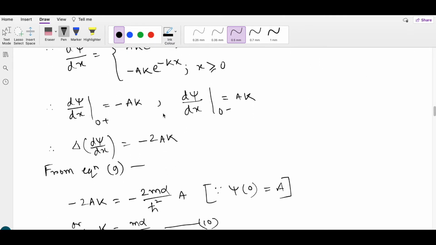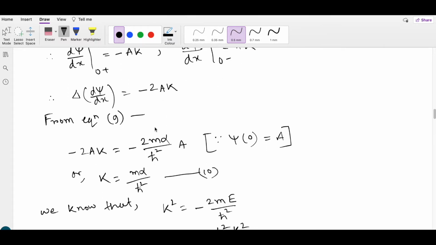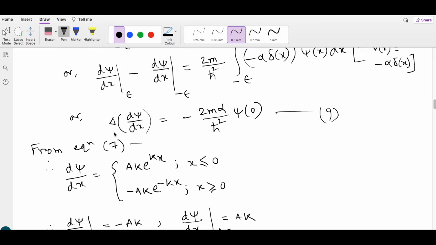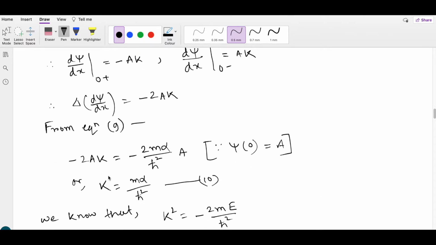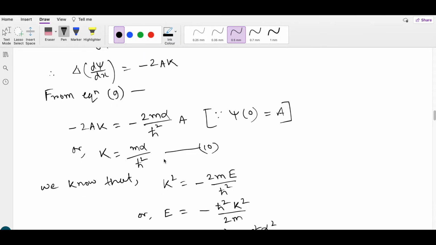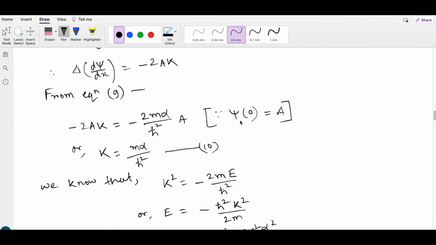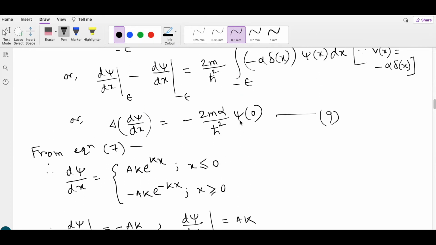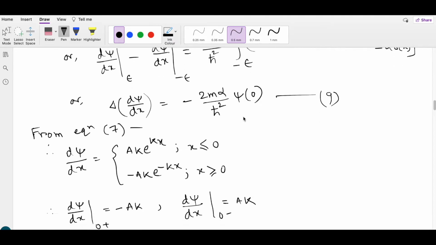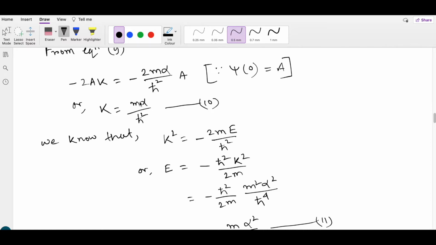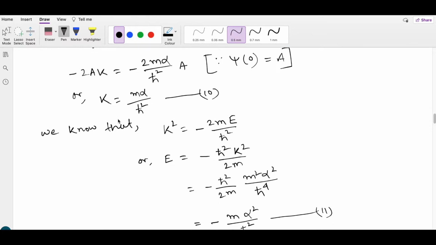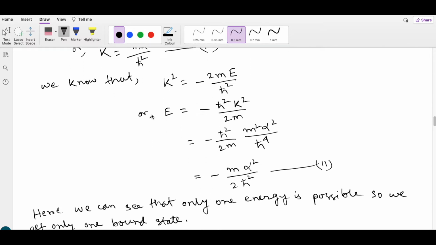So if we put that in this equation, we get minus 2ak. From equation 9, we get minus 2ak equals minus 2mα/ħ² into a, because we know that ψ(0) equals a. Here in equation 9 we have to put the value of ψ(0). So after simplifying, we get k equals mα/ħ².